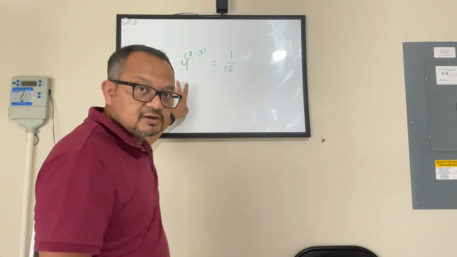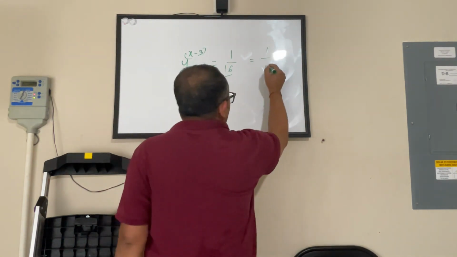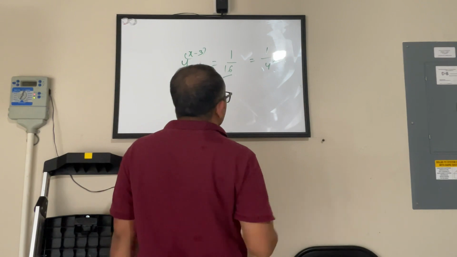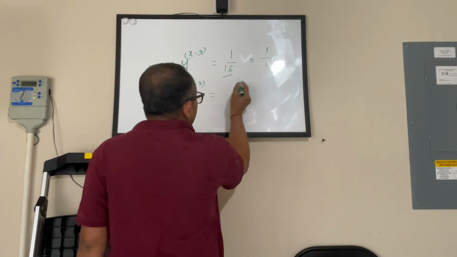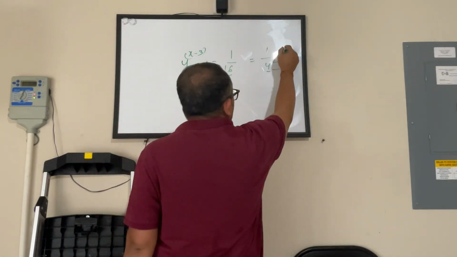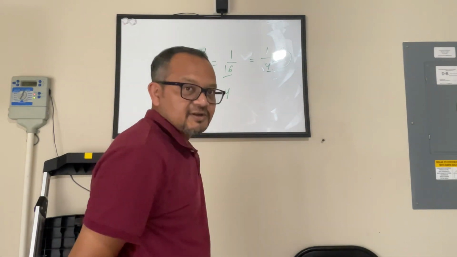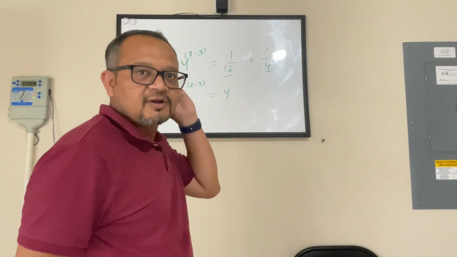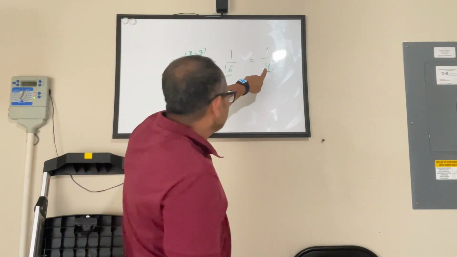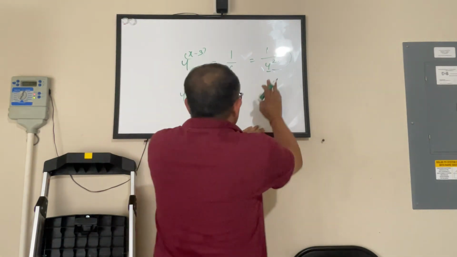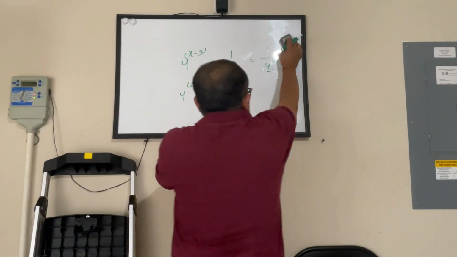There is no log here. Now you can see 16 is what? 4 to the power 2. Or you can write this as 4 to the power x minus 3 equals what? If you bring this up, what does it become? 4 to the power minus 2. It will be minus 2. So it goes like this. Let's first play with this.